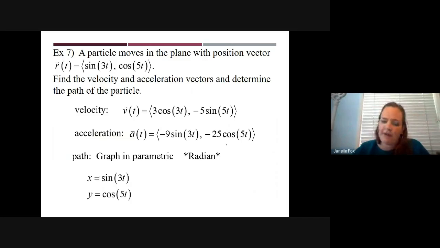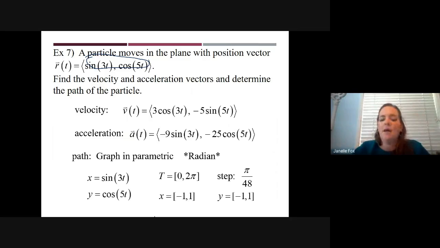Of course, you need to be in radians. Since we are graphing the path, we do need to graph the position, guys. So this is the position guy up here. This is what we're working with. That circle is way off, but you guys know what I'm doing. And we just put each of those into parametric.